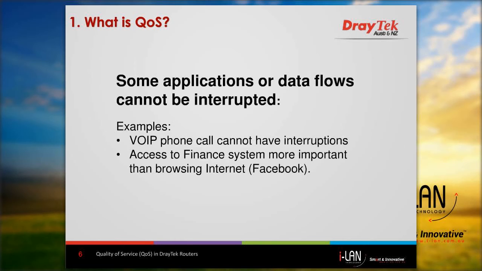What this means is that some applications or data flows cannot be delayed or interrupted in a busy network. One application may be more important than others. For example, VoIP traffic cannot be interrupted since it occurs in real time, and it will be difficult to carry out a conversation if the voice transmission keeps dropping out. Another example could be that access to the finance system may be more important than browsing Facebook and so on.